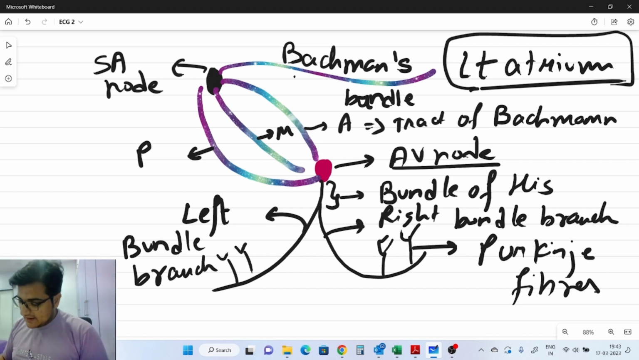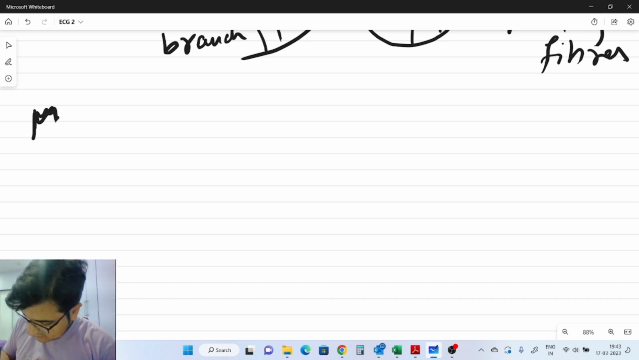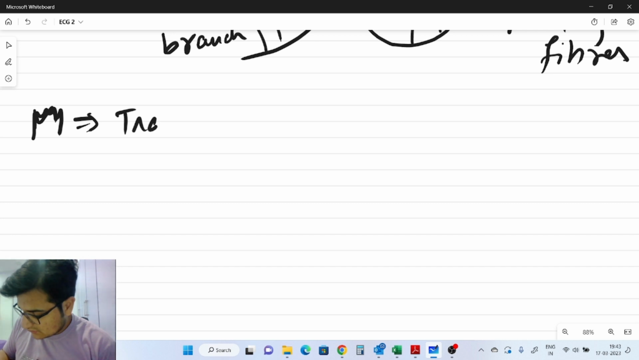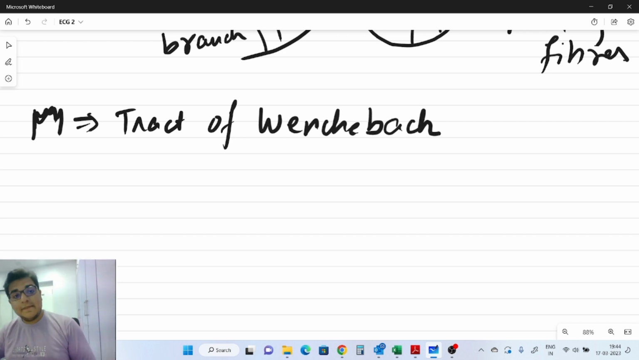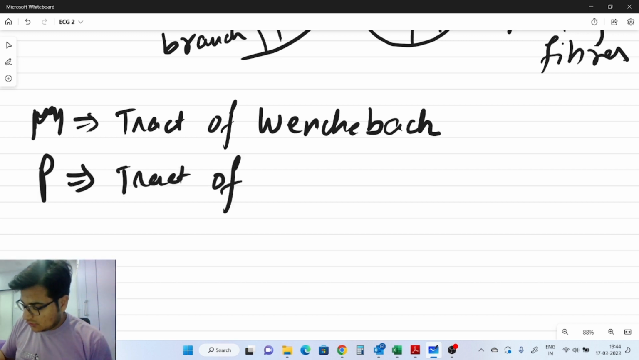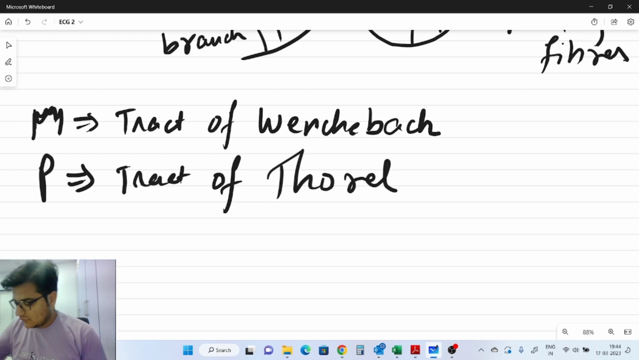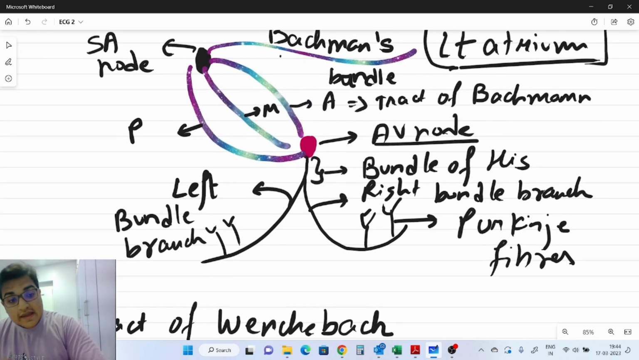Okay, the middle tract, I'll just write it down over here. The middle tract is called the tract of Wenckebach, and the posterior most tract is called the tract of Thorel. Okay, so the tract of Thorel is the posterior most. I have marked it over here. So A is the tract of Bachmann, M is the tract of Wenckebach, and T is the tract of Thorel.